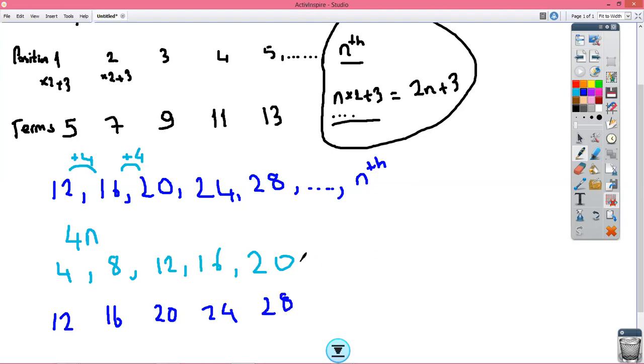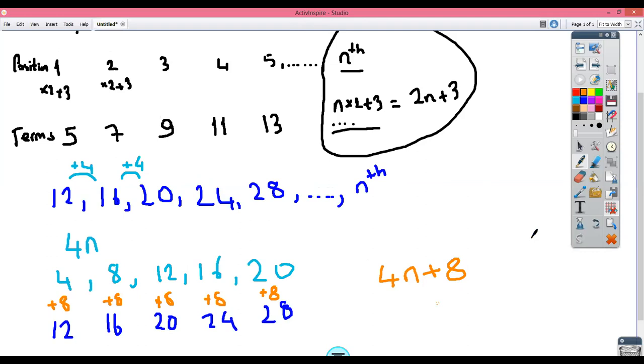Now, what is the relation between these two sequences? This is 4, this is 12. How many more? It's plus 8. Is it true? 8, yes. 12 plus 8 makes 20. 16 plus 8 makes 24. 20 plus 8 makes 28. Now, do you see? Then our sequence will be 4n plus 8. Is it true?